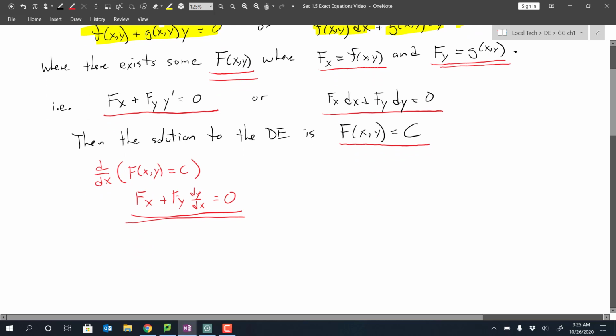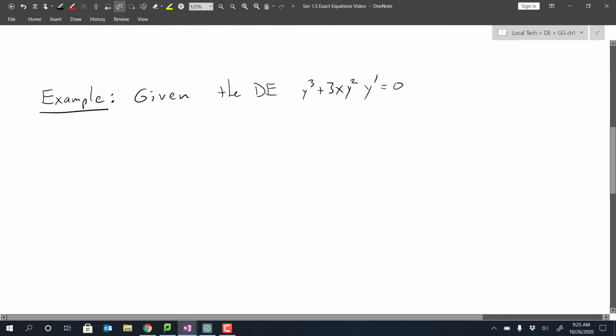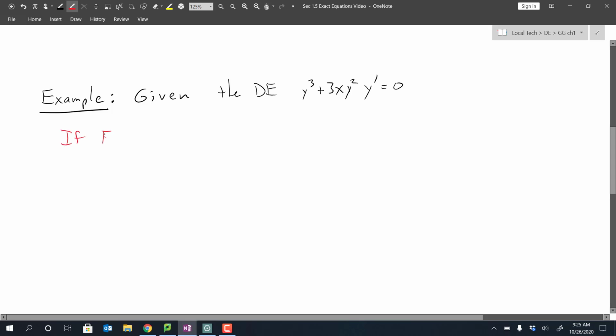So, for example, let's say I was given the differential equation shown, y cubed plus 3xy squared times y prime equals 0. Now if we were given this differential equation, and if we looked at the function capital F of xy that was equal to xy cubed, then if this was to be an exact equation, I would need the partial with respect to x to be y cubed and the partial of F with respect to y to be 3xy squared.